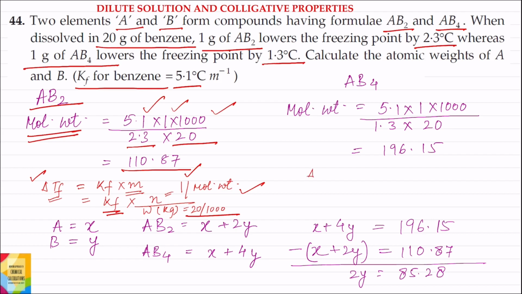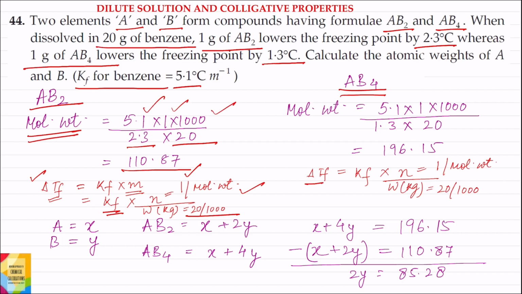Similarly, delta Tf for AB4 will be equal to Kf into molality of the solution. Molality of the solution will be number of moles of solute divided by weight of solvent in kgs. Now here the number of moles of solute is again weight of solute, that is 1 gram, divided by molecular weight of solute, which we have to find out. Weight of solvent in kgs will be, now AB4 is also dissolved in 20 gram of benzene. So weight of benzene in kgs will be 20 divided by 1000 kg.